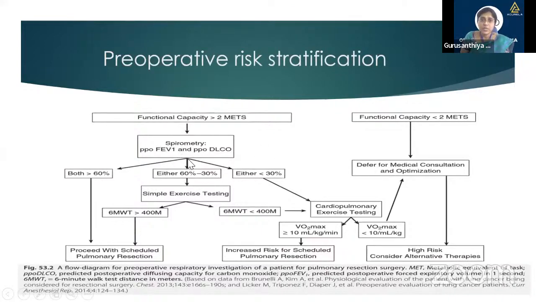If the spirometry is showing a decreased postoperative FEV1, then again you go for the cardiopulmonary exercise testing. Depending upon the VO2 max, you either defer them or accept them as high risk.